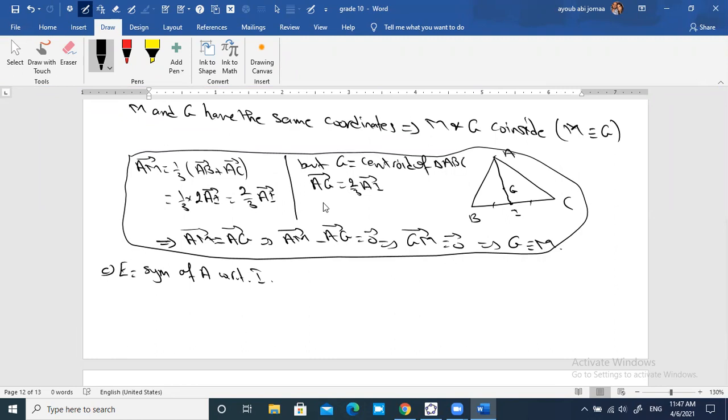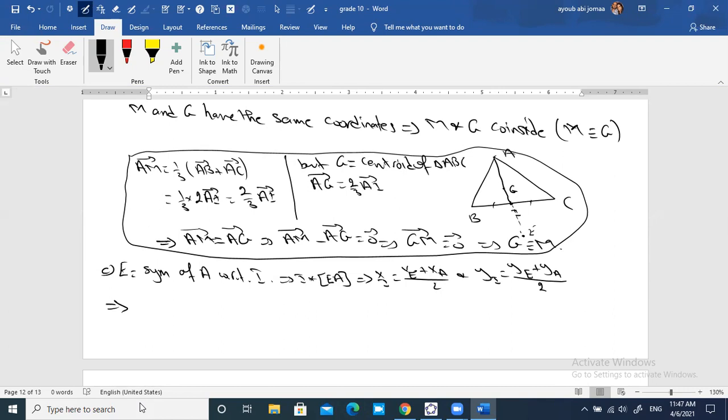Okay, E is the symmetric of A with respect to I, then I is the midpoint of segment EA. Good. So here it will be point E. I is the midpoint of AE. Then X of I equals XE plus XA over 2, and Y of I equals YE plus YA over 2.